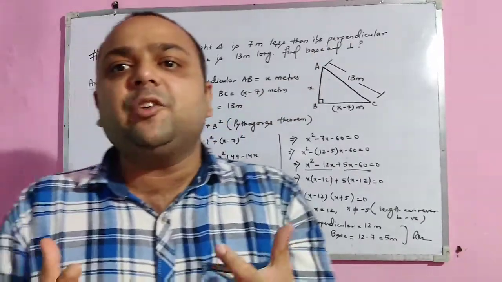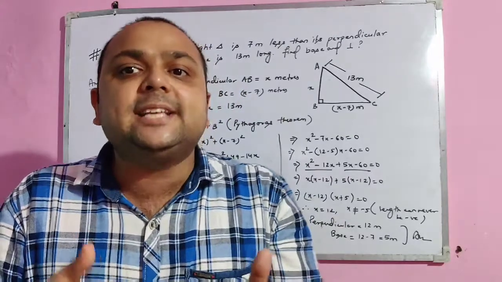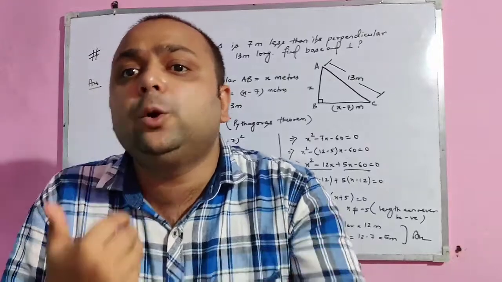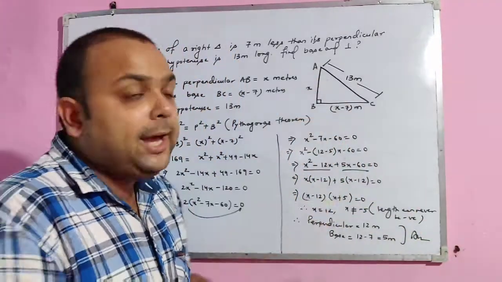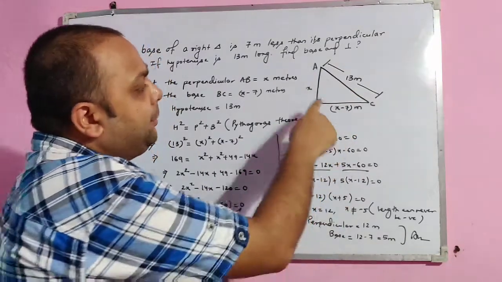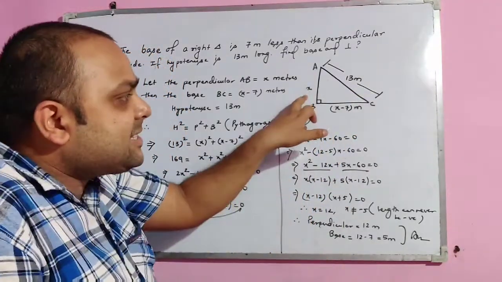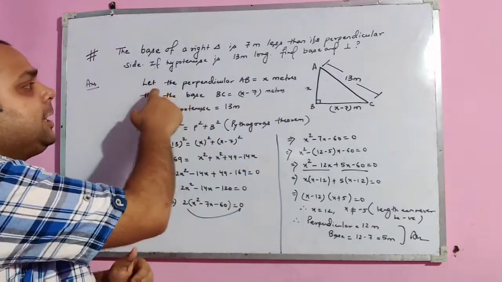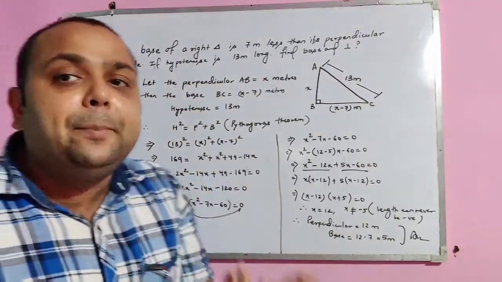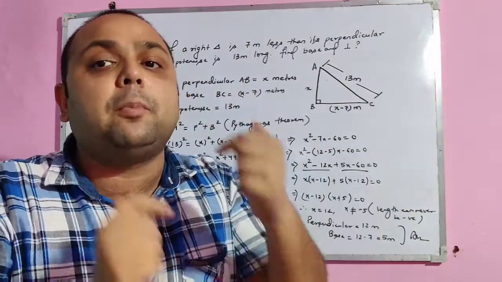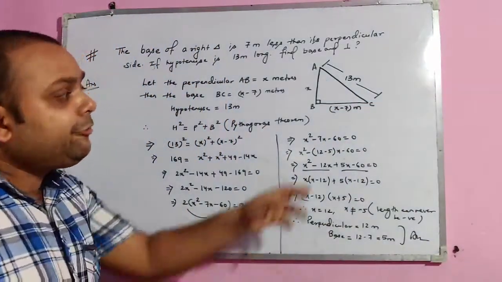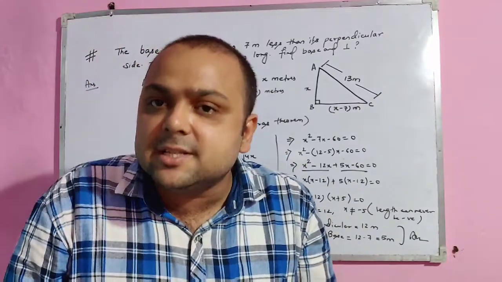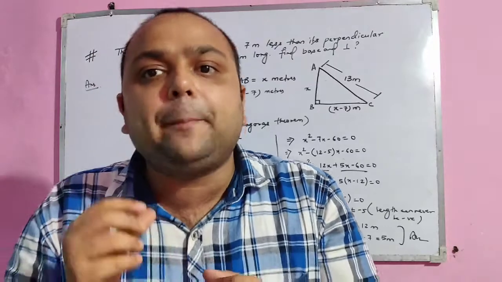That is, there is a right angle triangle in which the hypotenuse side is 13 meter long and the base is 7 meter less than the perpendicular. So we have drawn a right angle triangle in which the hypotenuse is 13 and the perpendicular we have assumed as x, then the base must be x minus 7. So first of all we assume let the perpendicular be x meters, then the base is 7 less, that is x minus 7. After that, we know in a right triangle we have the property Pythagoras theorem, that is hypotenuse square equal to perpendicular square plus base square.